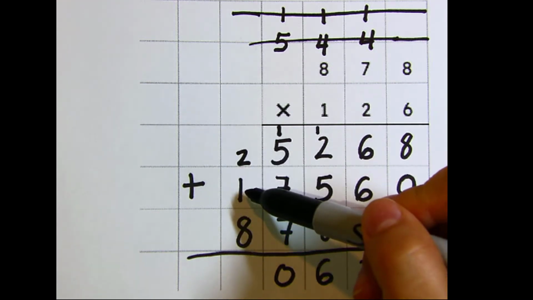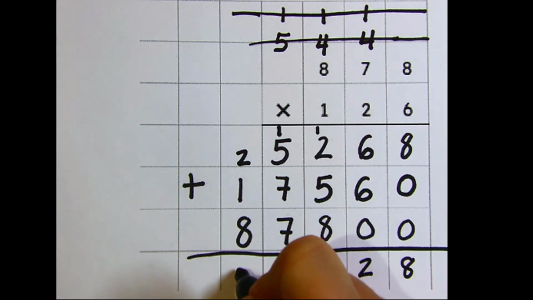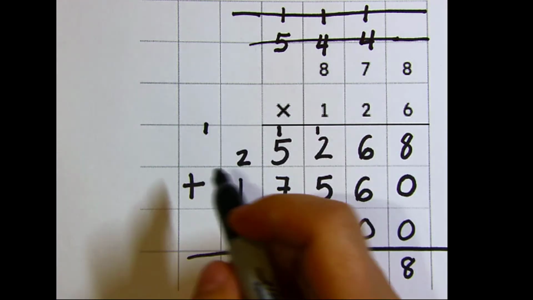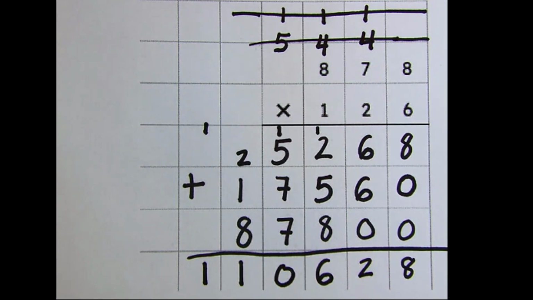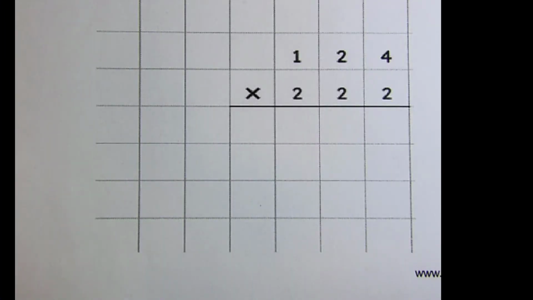2 plus 1 is 3, plus 8 gives me 11 10,000s. So I put the 1 here, and I would regroup that 1 to the next column, but it just ends up coming down. So I have a final answer of 110,628.